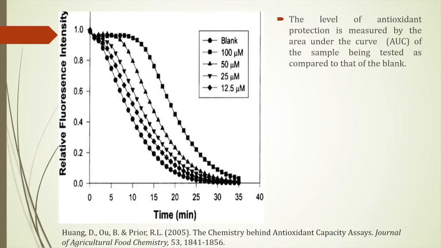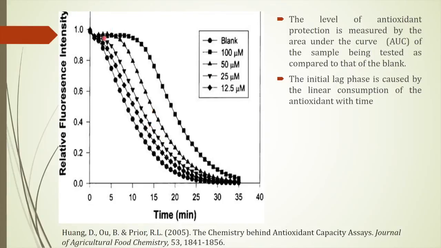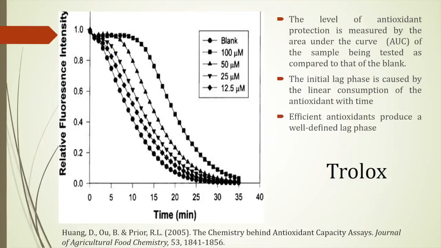The level of antioxidant protection is measured by the area under the curve of the sample being tested as compared to that of the blank. Now this is a graph of the relative fluorescence intensity versus time, and this is the curve of the blank, and these are the curves of the antioxidant at various concentrations. Now we can notice that there is an initial lag phase in which the antioxidant is being consumed linearly with time, and this increases with the increase in the concentration of the antioxidant. Efficient antioxidants such as Trolox produce a well-defined lag phase.